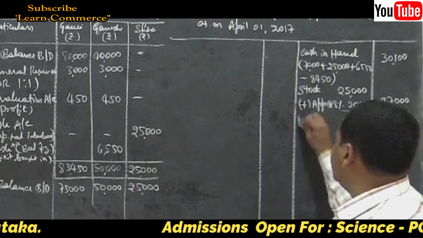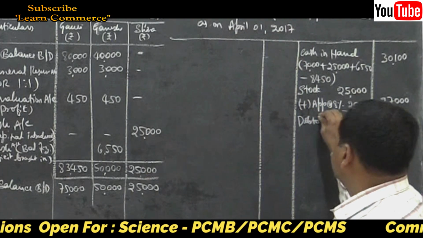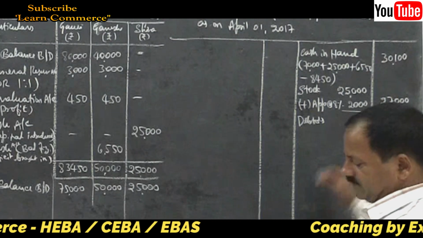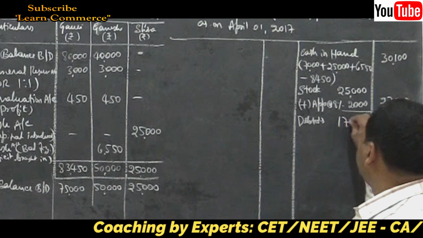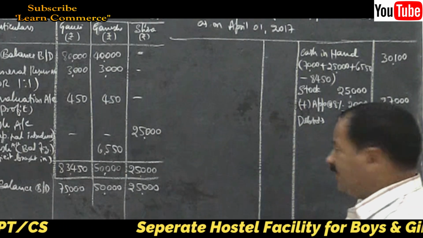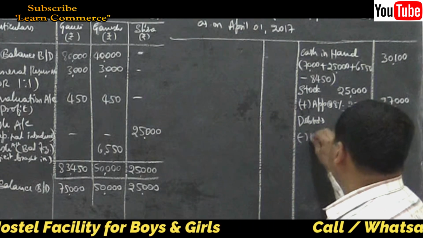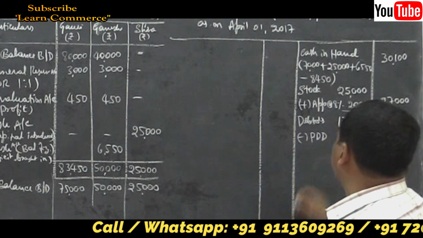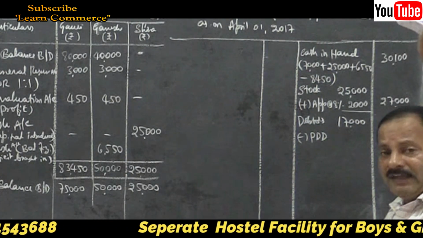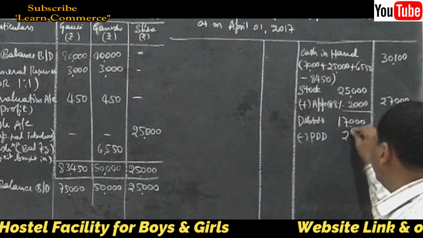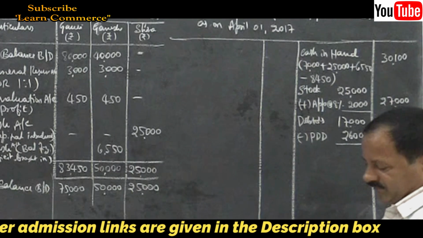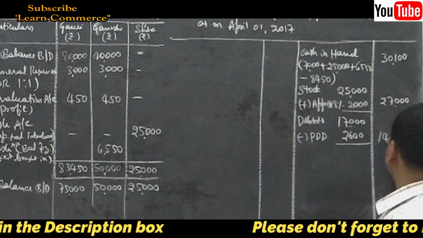Then debtors, inner column, there is a change. Debtors 17,000. There is a change, minus PDD. PDD is clearly given in the problem. It is increased to, final figure is given. So write straight away that amount itself, 2,600. Deduct it. 14,400.